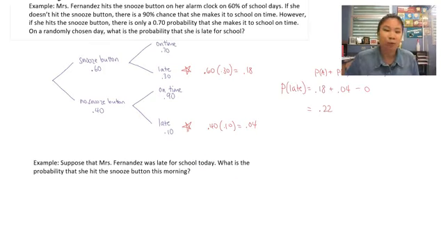So another example using the tree diagram, suppose that Ms. Fernandez was late for school today. What is the probability that she hit the snooze button this morning? I was not late today.